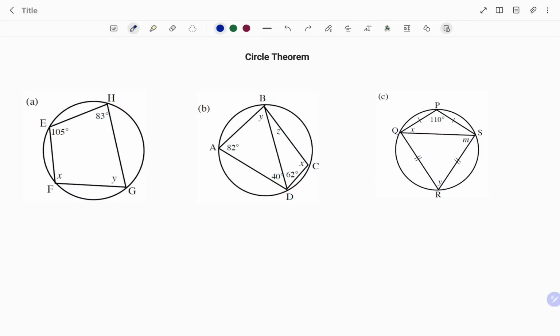In this video, I'm going to show you how to find the missing angles by applying various geometry of angle rules and also some circle theorems.